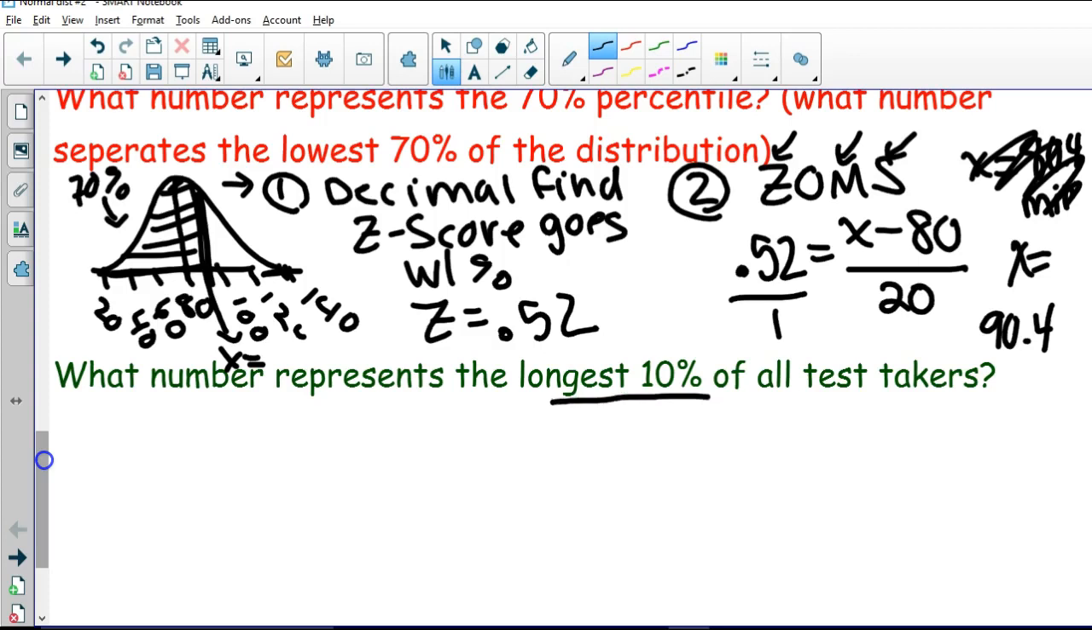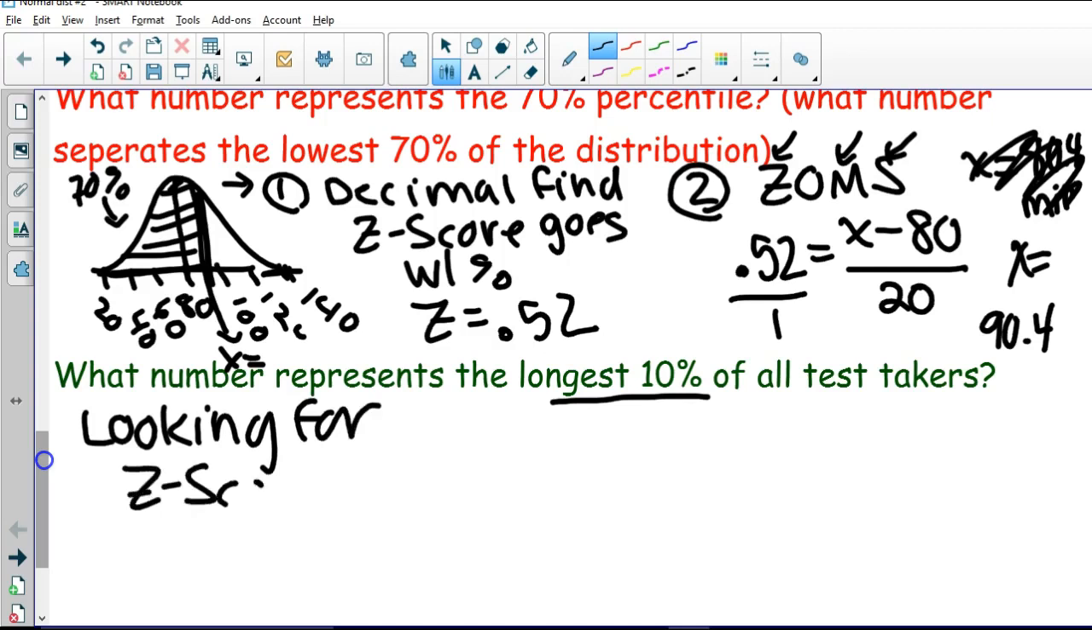What represents the longest 10% of all test takers? Yeah, so it's greater than. So what do we have to do when we find our z-score? Yeah, we subtract it from 1. So we're looking for the z-score that goes with the what? Yeah, so 100 minus 10, or 1 minus 0.1, that goes with the 90th percentile. And now it's just the same.